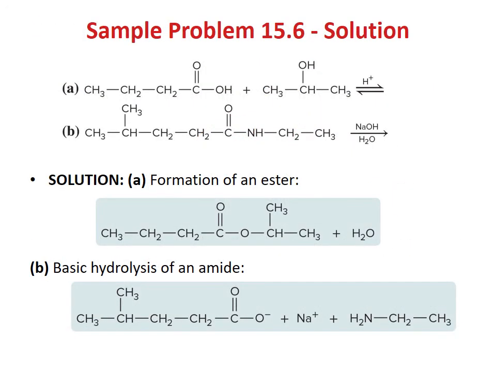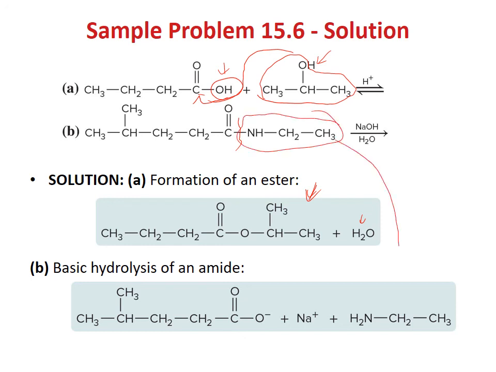Here shows the answer keys. In A, the ester is formed. The alcohol part substitutes the hydroxide to give you the ester, and the hydroxide and this hydrogen form water. In B, this bond breaks, so this part comes out as an amine, and the other part forms a carboxylic acid, which reacts with sodium hydroxide to form sodium carboxylate.